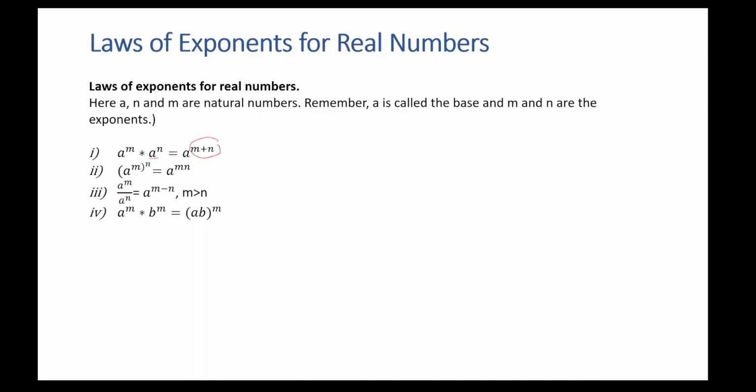When we divide exponents with the same base, we subtract the powers. So a power m divided by a power n is equal to a power m minus n, where m is greater than n. If n is greater than m, then it will become a power minus, n minus m. If the base is different and the exponent is the same, we can directly multiply the bases. That indicates a power m into b power m is equal to ab whole power m.